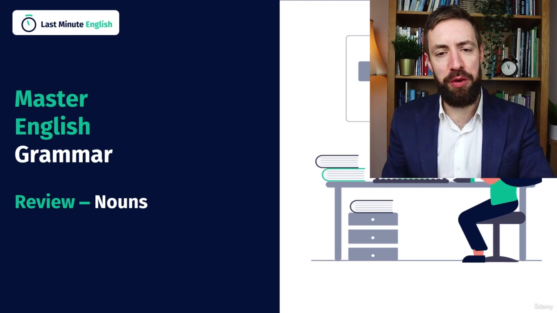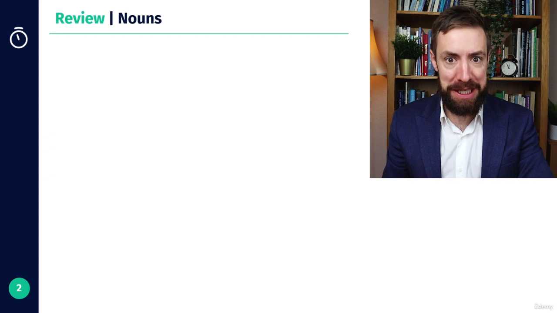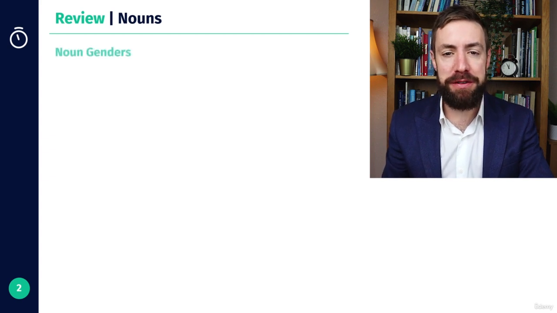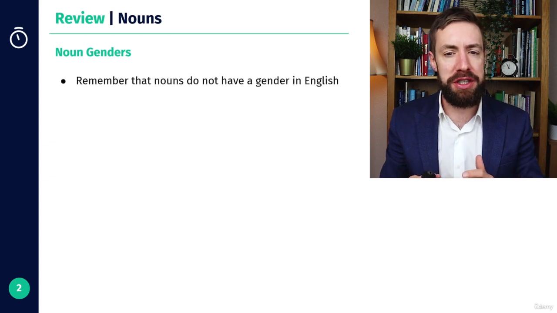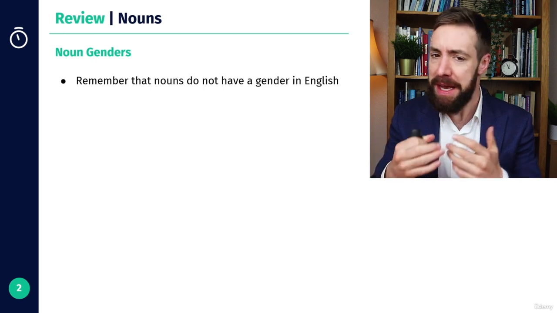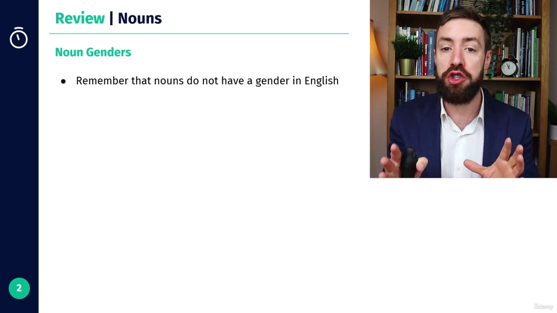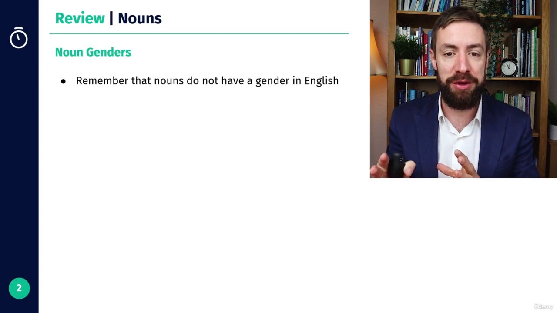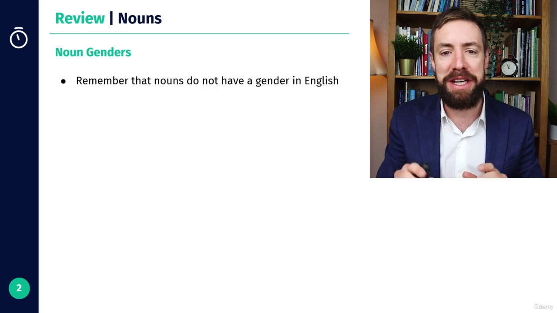Let's do a review of nouns, one of the most important types of words in English. So, first of all, let's talk about the gender of nouns. In English, nouns don't really have genders most of the time. In many other languages, for example, in Spanish and French, they do have a gender. The noun can be masculine or feminine. In English, we don't really do that.